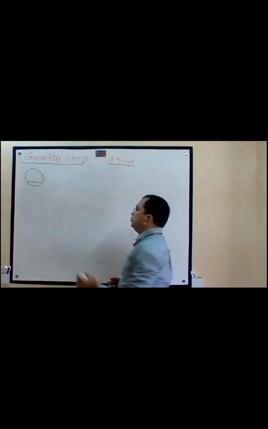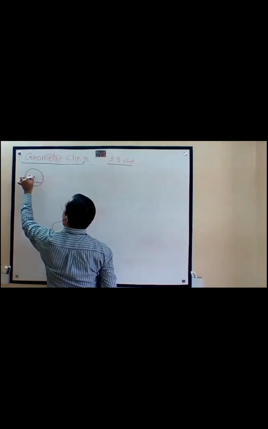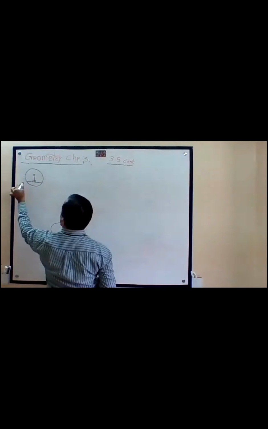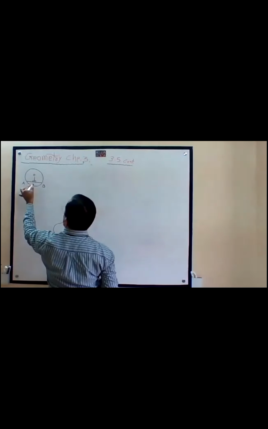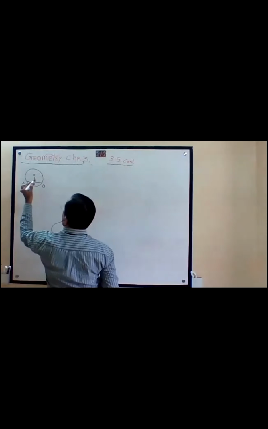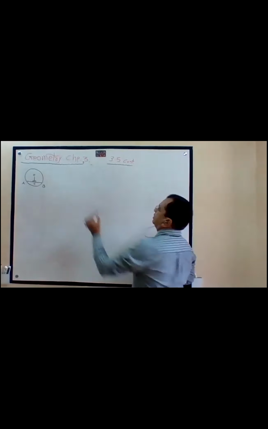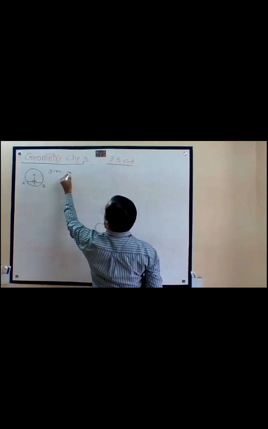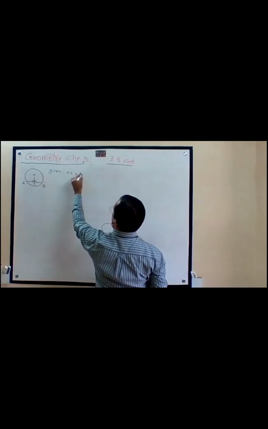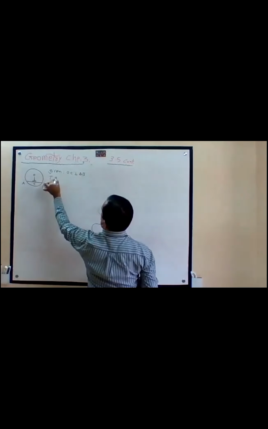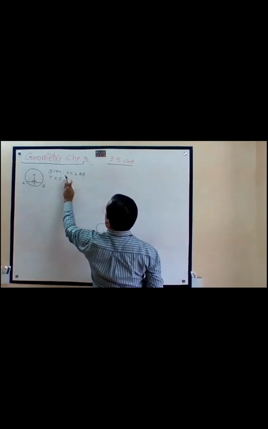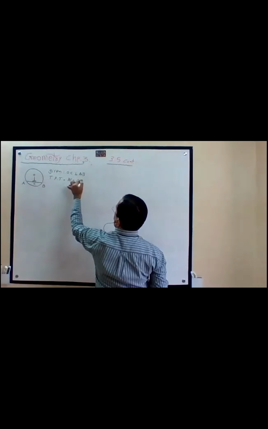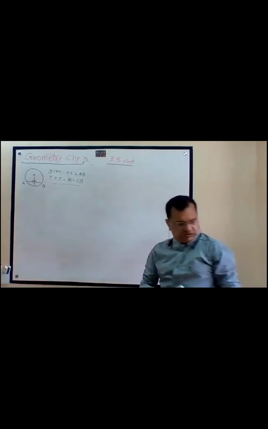On a chord, if we draw a perpendicular from the center, it is a bisector. What is given? OC is drawn perpendicular on AB. What to prove? AC is equal to CB, right? This we have to prove.